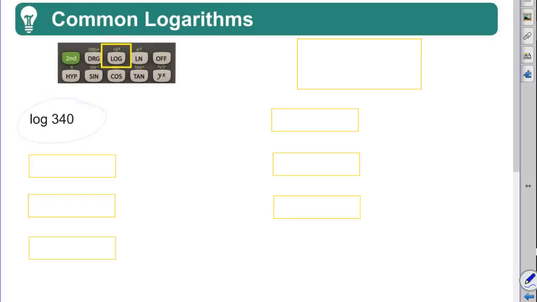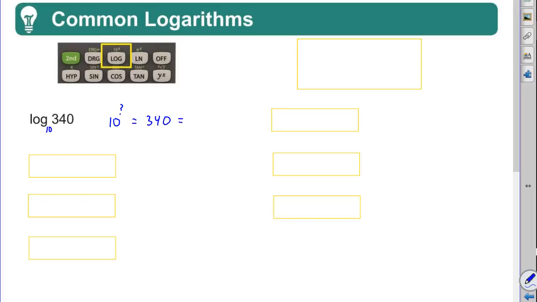is a common log. Notice there's no subscript. That's because the subscript is 10. This is base 10, but we don't show that 10. If I were to convert this, this would be 10 to what power equals 340. And guess what? Your calculator will tell you the answer. All you have to do is punch in the 340 and hit your log button. Some calculators got to hit your log button first, then punch in 340.